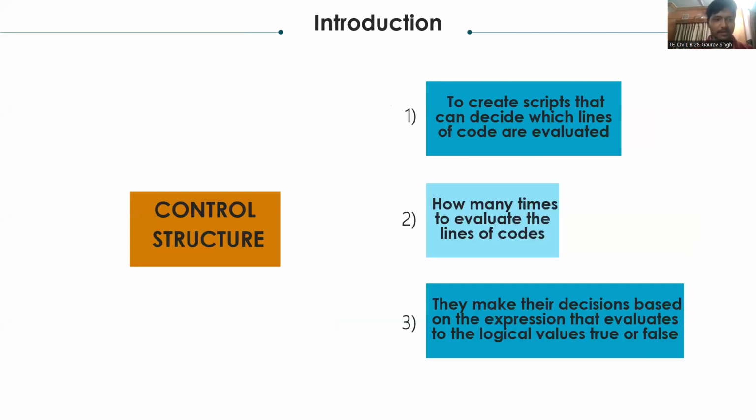So basically, let's talk about control structures. They are used to create scripts that can decide which lines of code should be evaluated, and how many times they should be evaluated. They make decisions based on expressions that evaluate to logical values like true or false. There are basically two types of control structures: conditional and loop type statements.